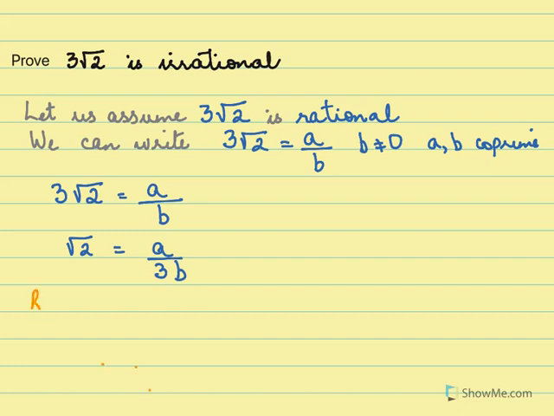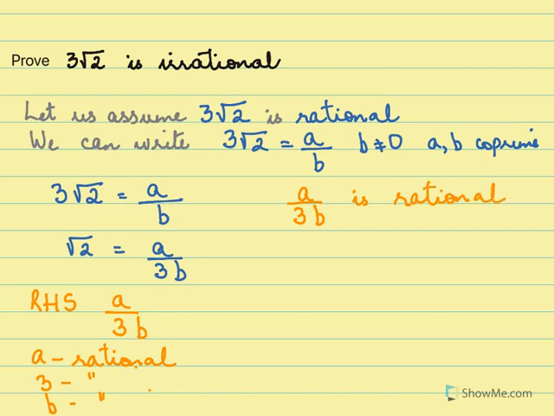Now look at the right hand side. The right hand side is a over 3b. A is rational, it's an integer. 3 is also rational and b is also rational. Therefore a over 3b is rational. And we know that a over 3b equal to root 2. So therefore I can say that root 2 is also rational.